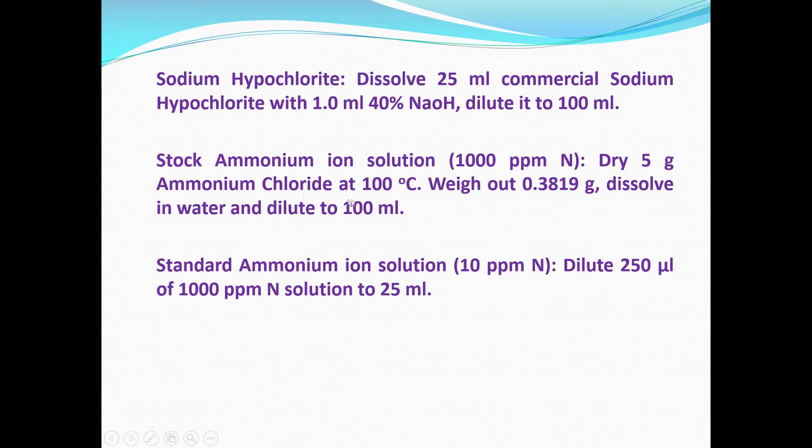Then the stock ammonium solution you can prepare from ammonium chloride. You have to weigh out 0.3819 gram, dissolve it in water and dilute to 100 ml. Standard ammonium solution, that is the working solution. You have to prepare 10 ppm, that should be more than enough. You prepare it by taking 250 microliter of the 1000 ppm solution and diluting to 25 ml.